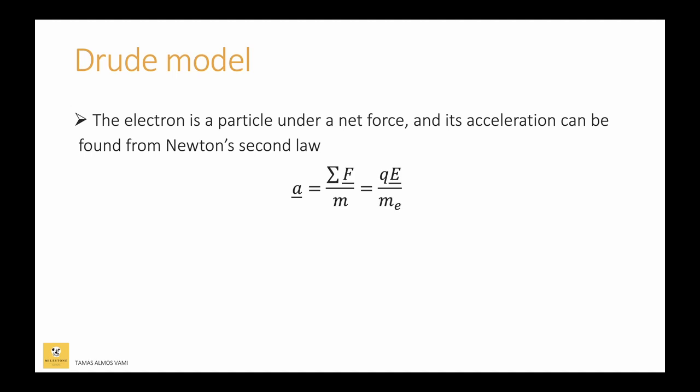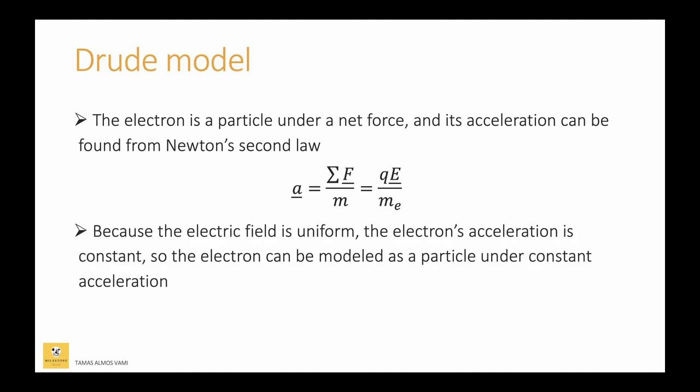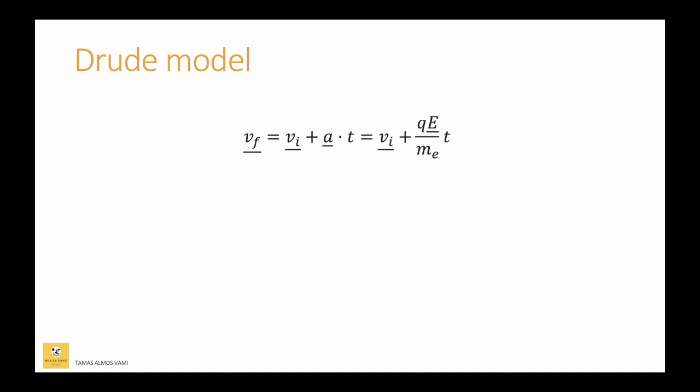So there is a net force here which we can include and apply Newton's second law. The acceleration of the system will be the sum of the forces divided by the mass. So what kind of forces are here? It's the electric force. We calculate the electric force as the charge times the electric field, and so that's the sum of the forces, and then we divide by the mass. Mass of what? It's the electrons, so it's the mass of the electron. We can say that this electric field is uniform and the electron's acceleration is constant. So the electron can be modeled as a particle under constant acceleration.